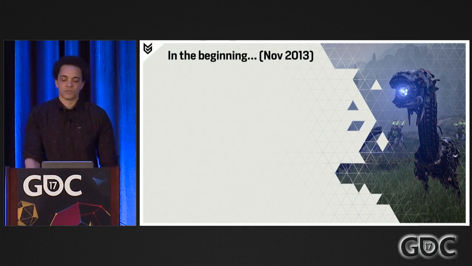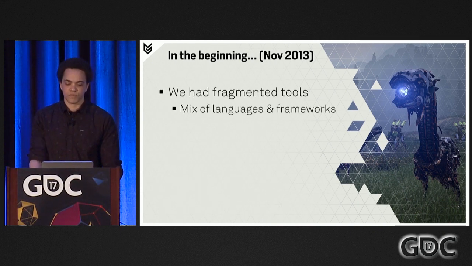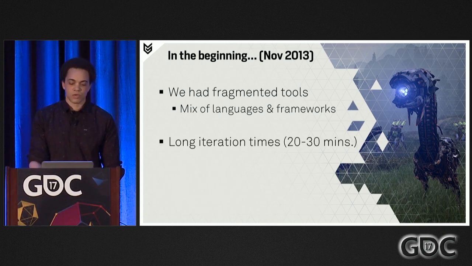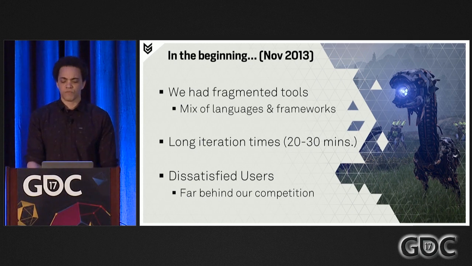So at the start of Horizon, we had a pretty fragmented toolset. It was built upon a mixture of different languages and frameworks. We had very long iteration times. In a really bad case, the time between a designer making a change and actually being able to see it in-game could be 20 or 30 minutes. And to be frank, we had a lot of pretty unhappy users.